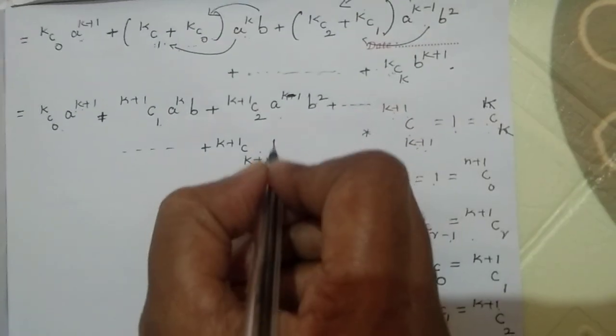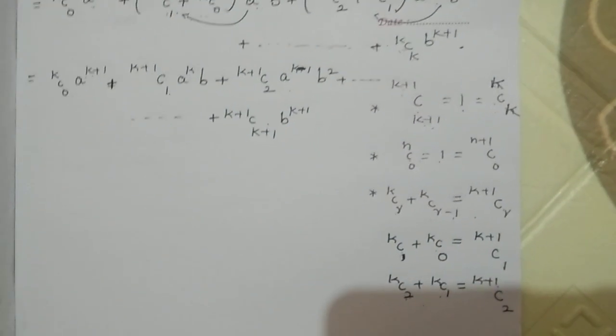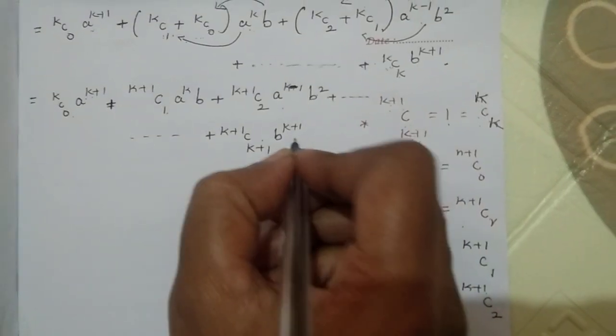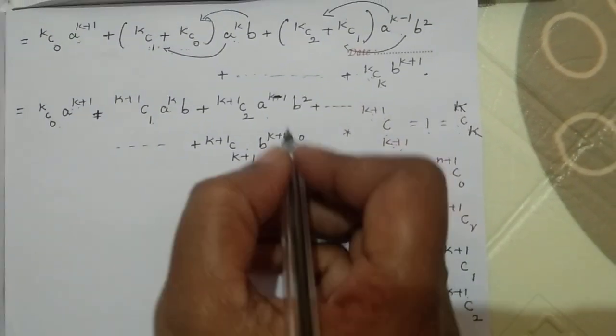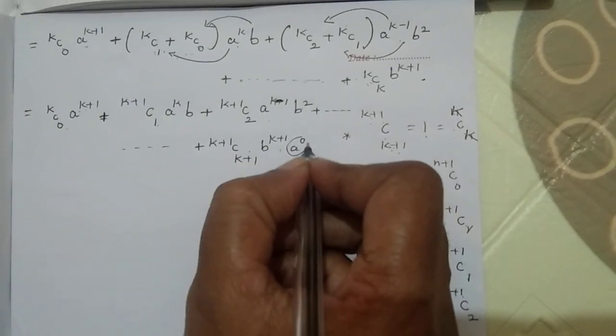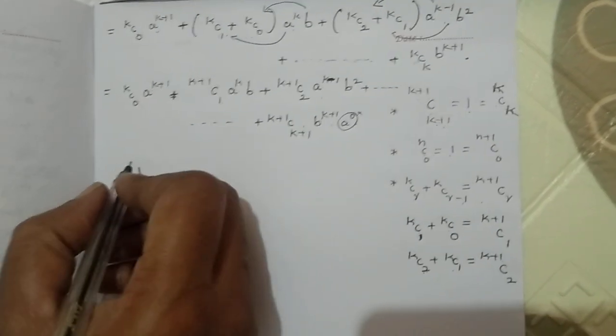Its coefficient is b to the power of k plus 1. That is the last term. Where is a here? It is a to the power of 0, which has already become 1, so that is why I am not writing it. Understood, a power 0 is 1, so that term is not appearing here.